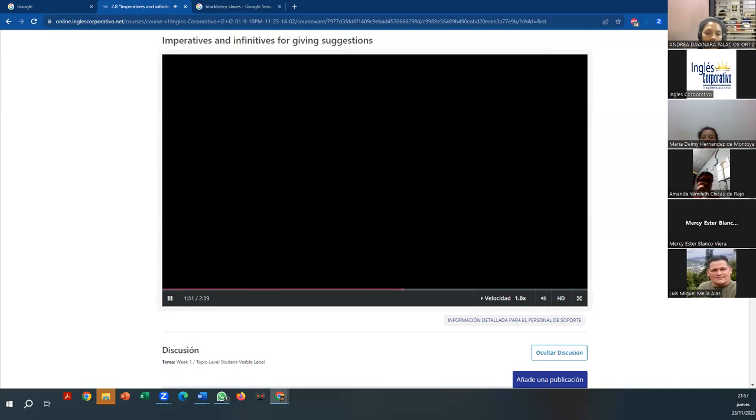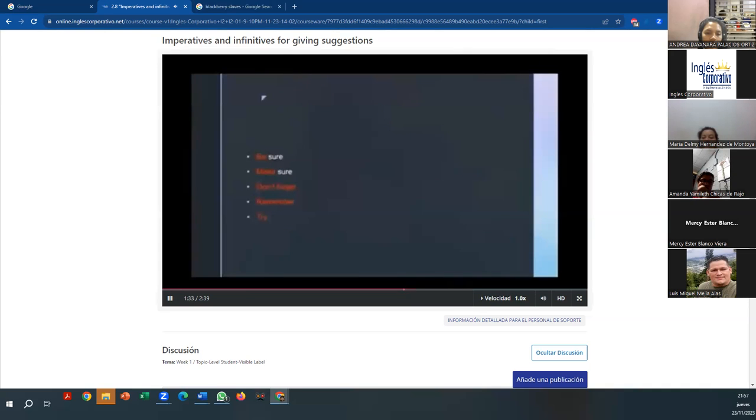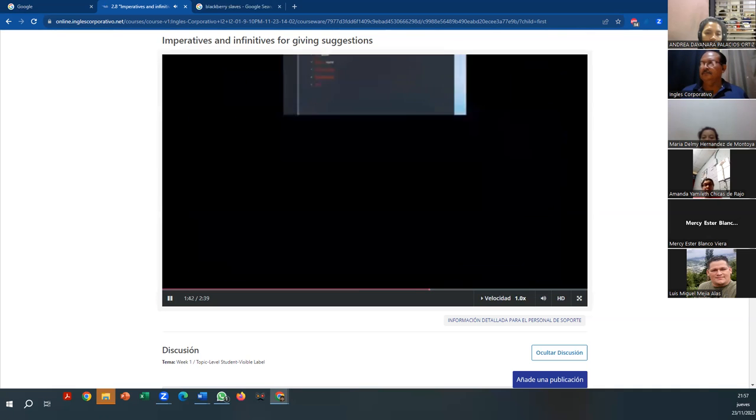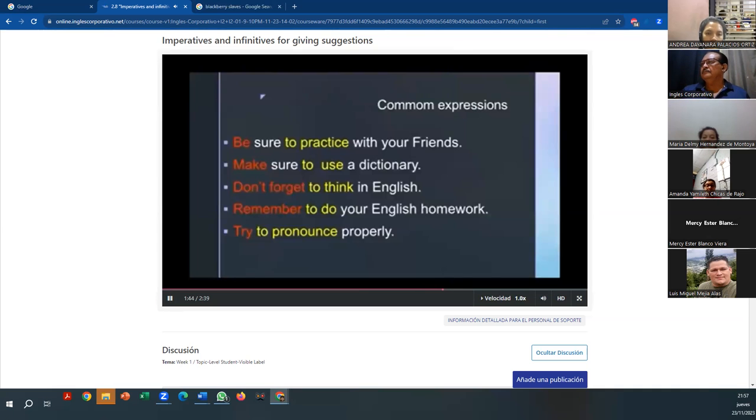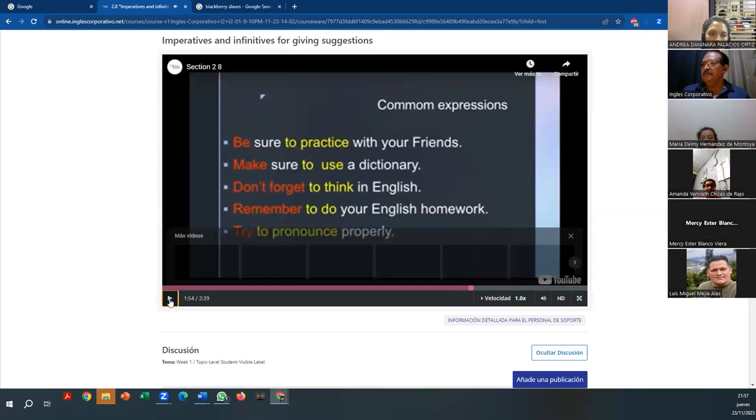We will leave you now with some common expressions we use as imperatives to give suggestions. Be sure, make sure, don't forget, remember, try. Let's make examples using these expressions. Be sure to practice with your friends. Make sure to use a dictionary. Don't forget to think in English. Remember to do your English homework.